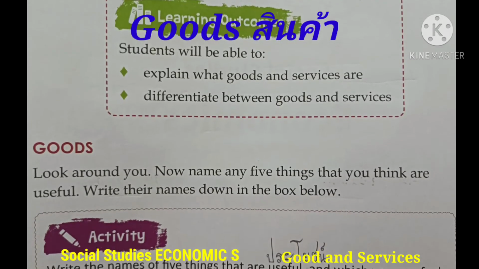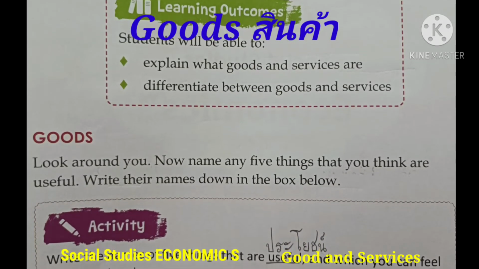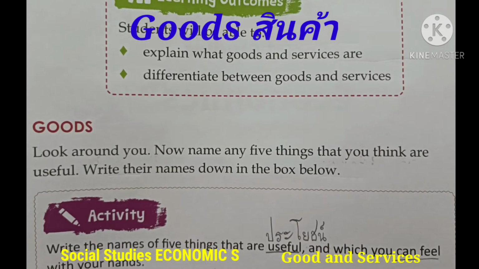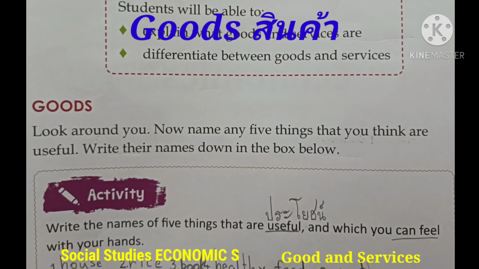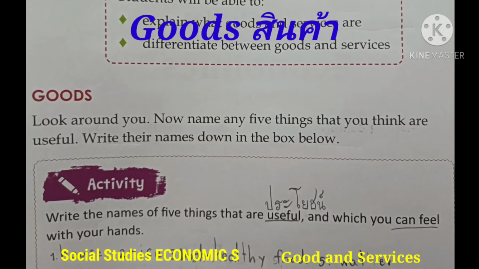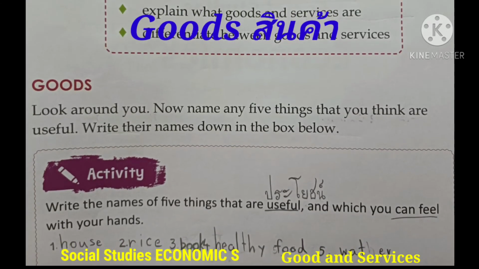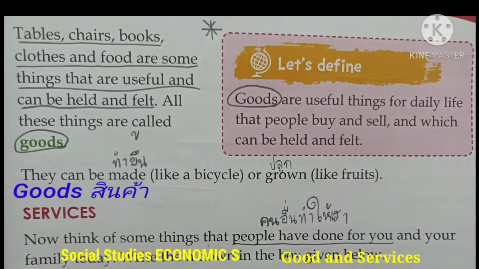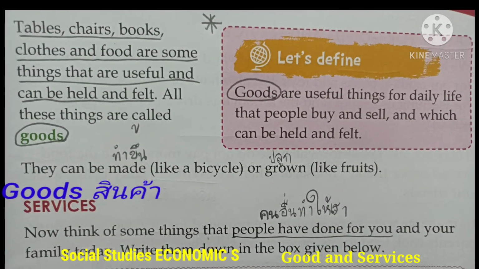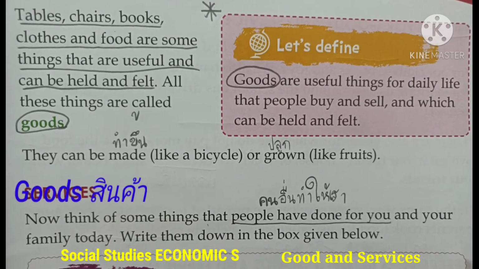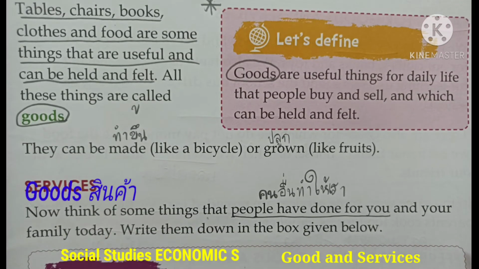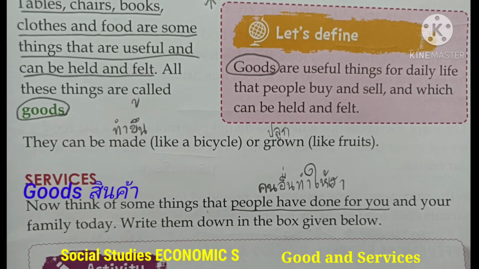Goods. Look around you. Now name any 5 things that you think are useful. Write their names down in the box below. House. Rice. Book. Healthy food. Water. Tables. Chairs. Books. Clothes and food are some things that are useful and can be held and felt. All these things are called goods.